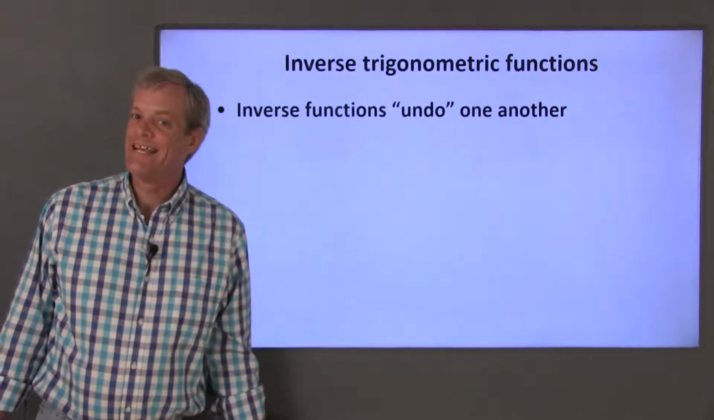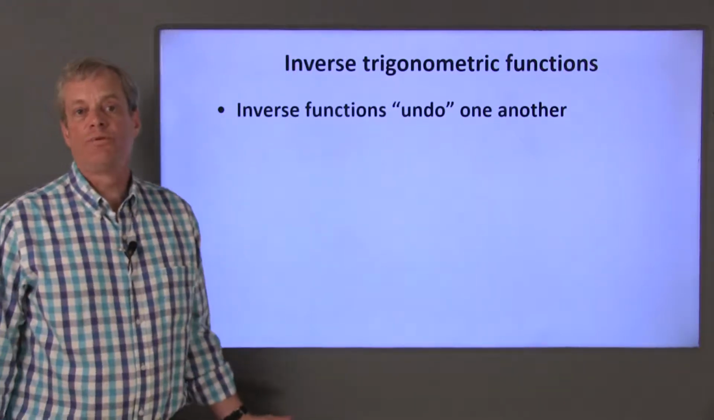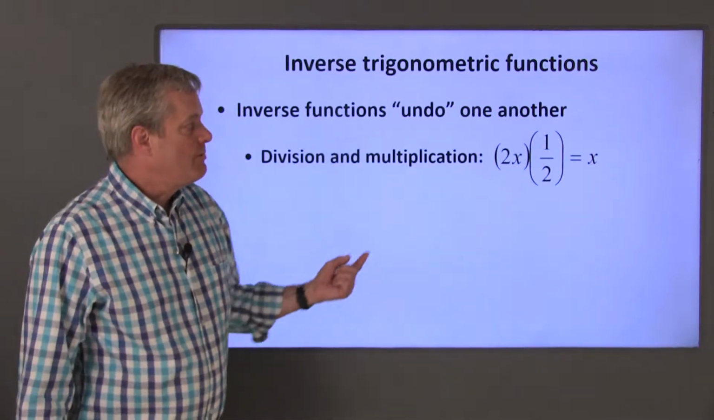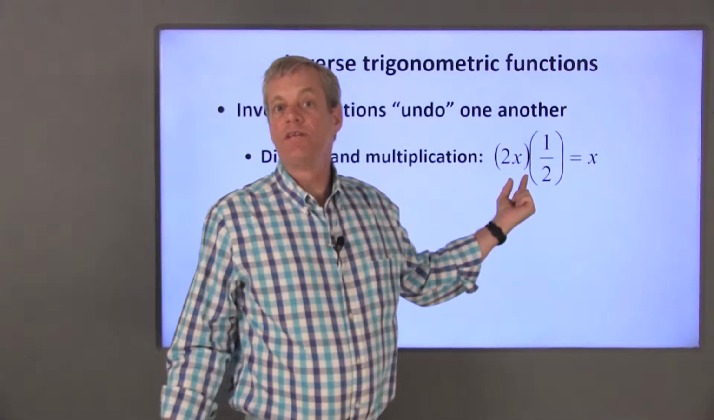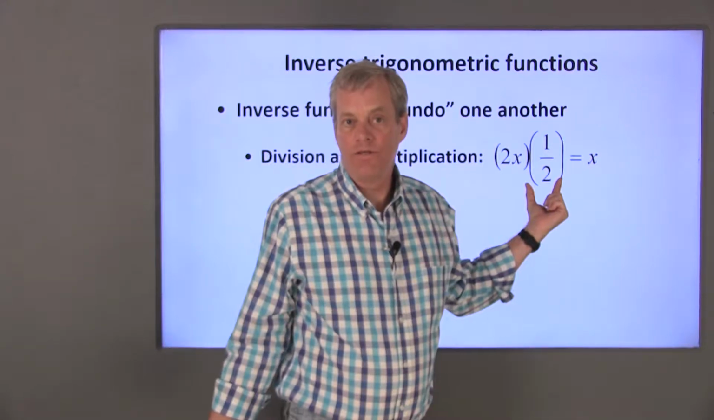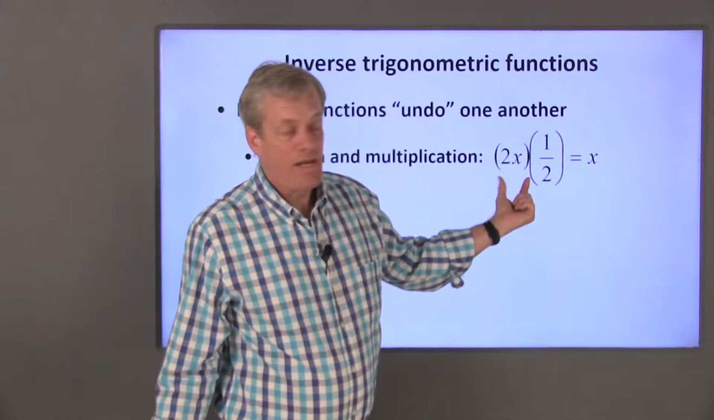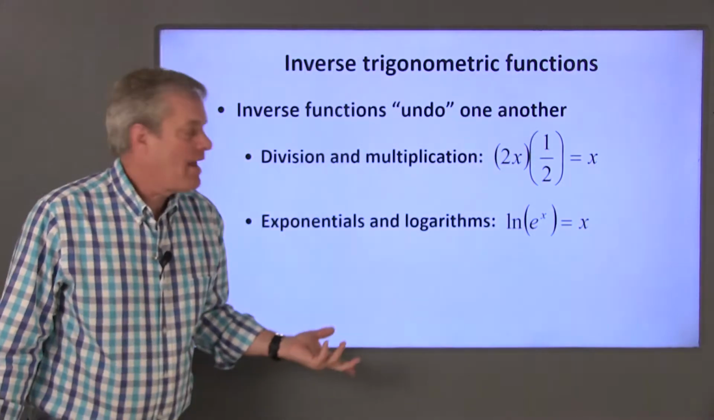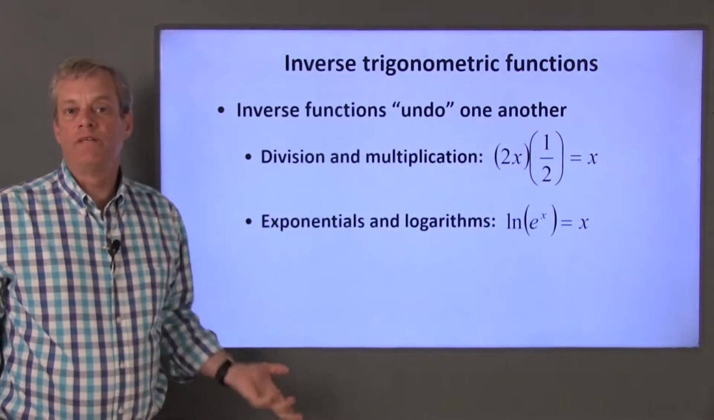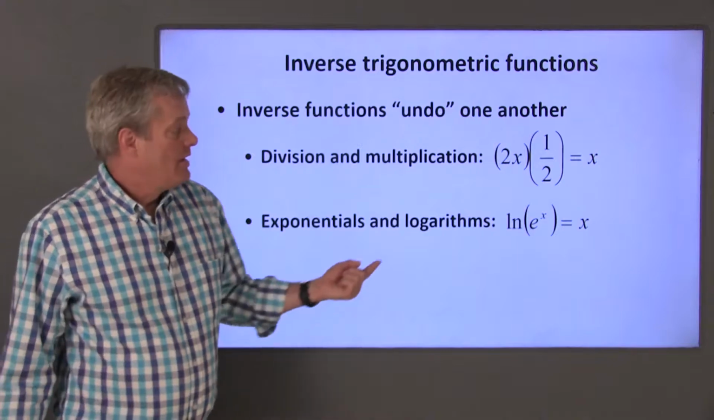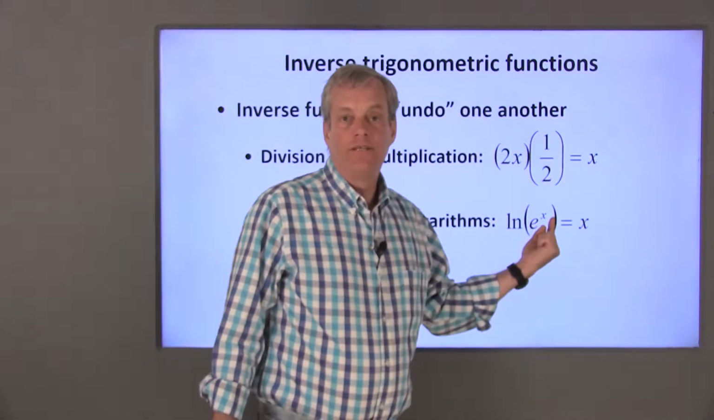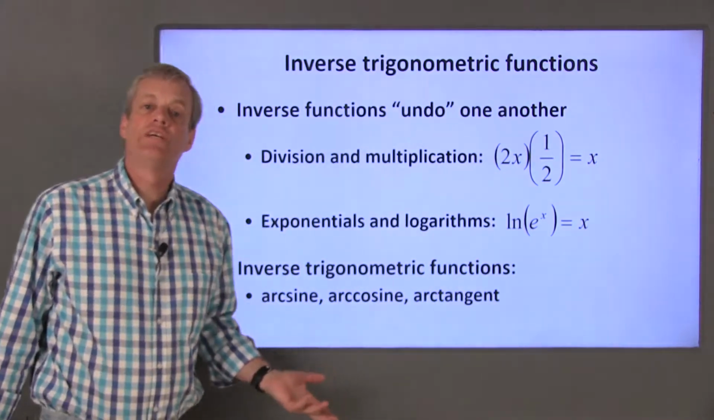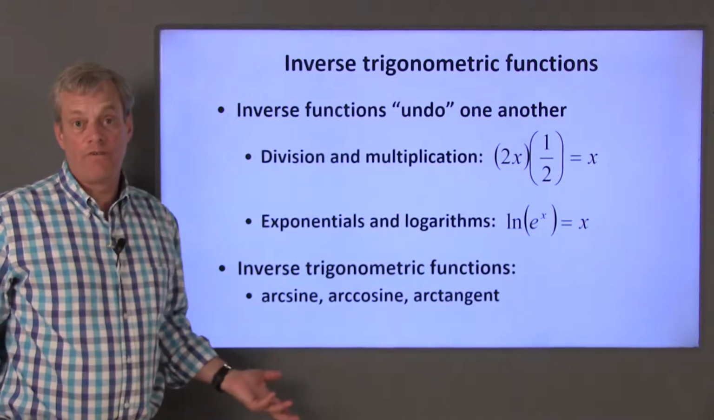Inverse functions, in a sense, undo one another. Multiplication, for example, is the inverse of division. If we multiply x times 2, this can be undone by dividing by 2. So the quantity 2 times x divided by 2 gives us x back. Likewise, logarithms and exponentials are inverses of one another. The natural log of e to the x power returns x. Inverse trigonometric functions undo trig functions.